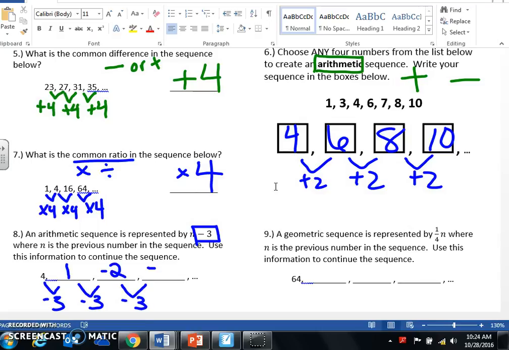Negative 2 minus 3 is a negative 5. And please use your calculators on this, guys. You get calculator on all of this.